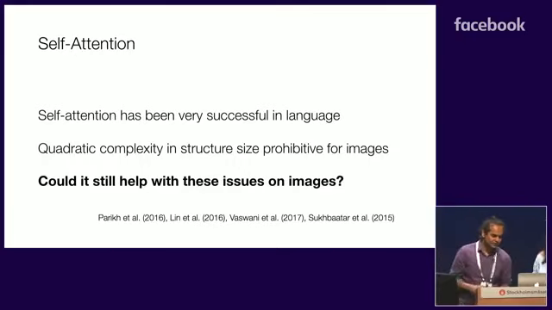So we found that self-attention has been very successful in language. There's been a lot of work using it for translation and other tasks. But self-attention has this quadratic complexity, which is quadratic in length. And images can be very long if you're doing this autoregressive raster scan generation. So the question is, can we actually make this work? How do we surmount this complexity?